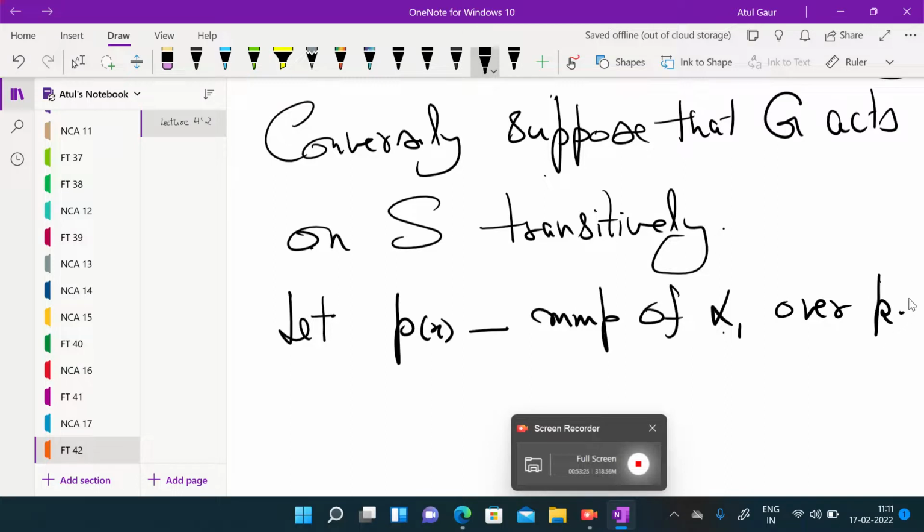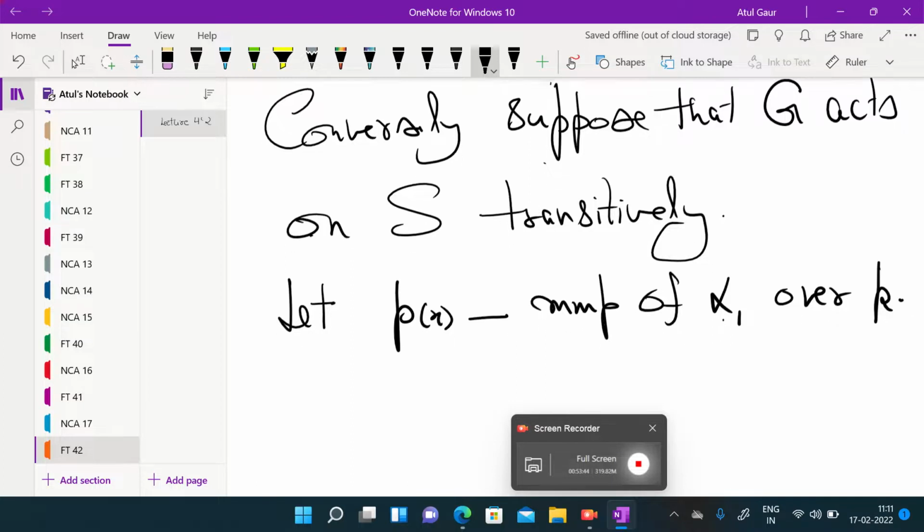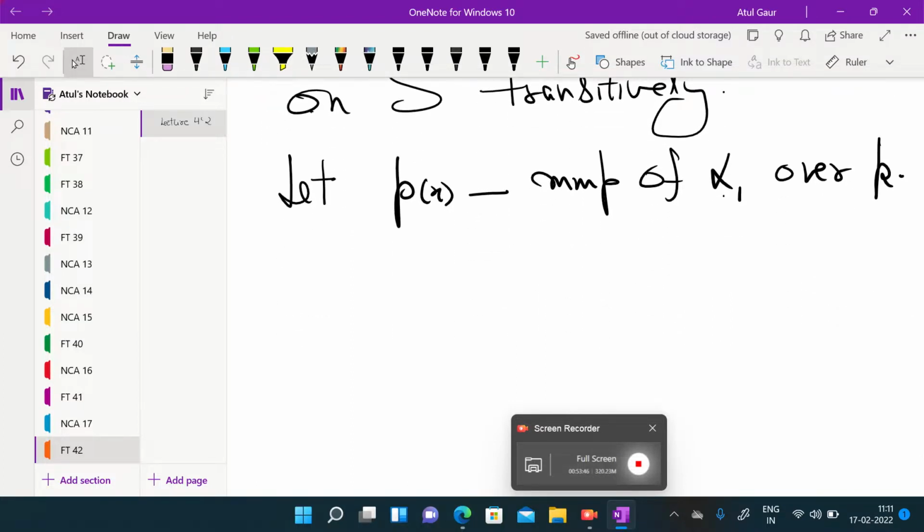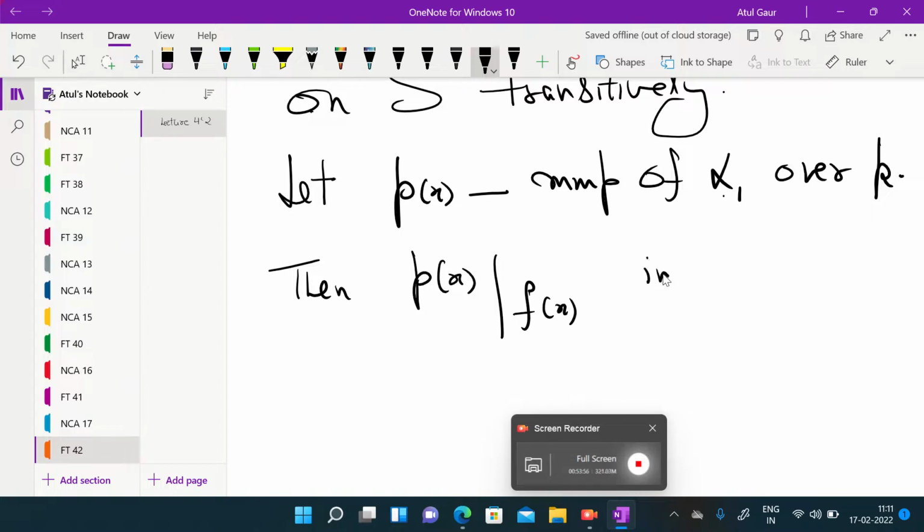Because alpha_1 is an algebraic element, it satisfies f(x) over K. So it's an algebraic element, so you can talk about the minimal polynomial as well. So p(x) is the minimal polynomial of alpha_1 over K. So p(x) is the least degree polynomial satisfied by alpha_1 over K, and f(x) is one polynomial satisfied by alpha_1 over K. So p(x) will divide f(x) in K[x]. This division will take place in K[x].